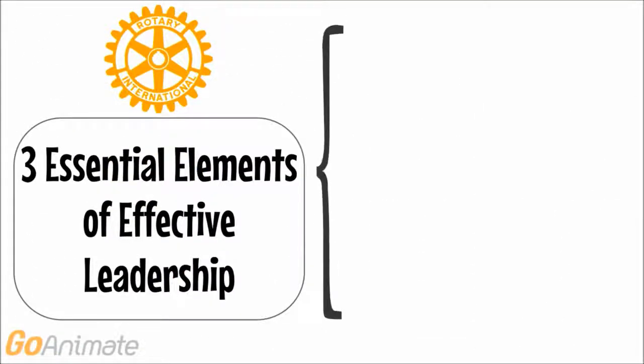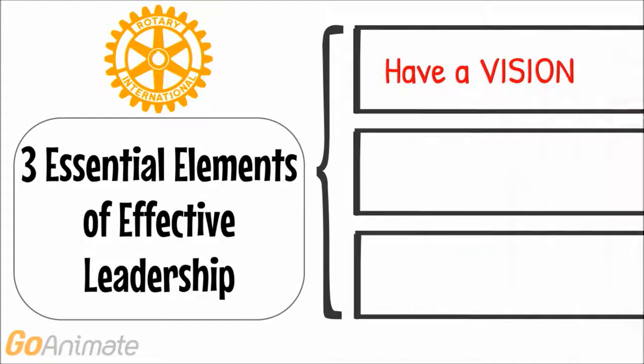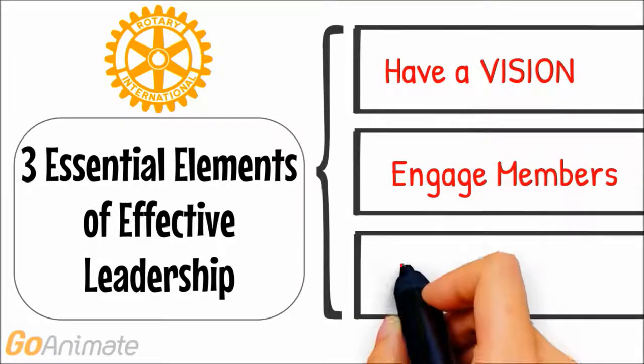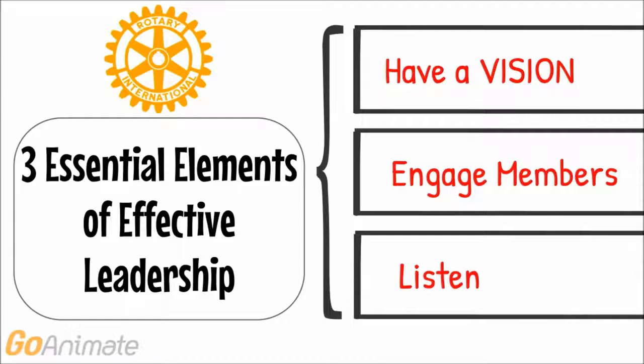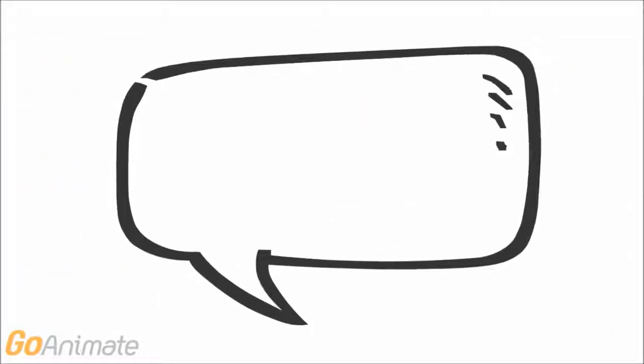We've tried to boil down good leadership into three essential elements of effective leadership. They are: have a vision, effectively engage your members, and lastly, to listen. If you can consistently apply these three elements, you will find that your effectiveness as the leader of your club will be significantly enhanced. Let me start to talk about the first point, which is having a vision.